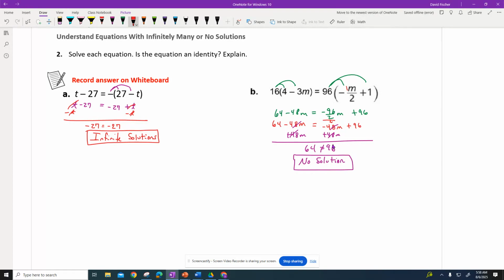And I got 64 equals 96. Well, that's not true. So that would be a no solution. Okay?